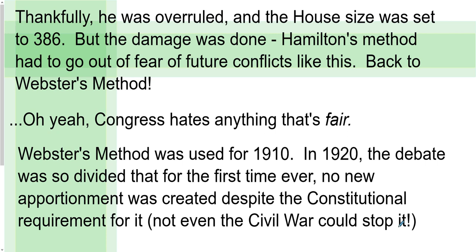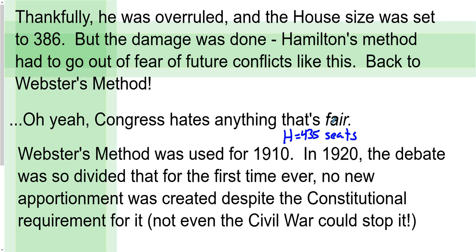But a problem was starting to happen. So at this point, 1910 happens, the apportionment, which was set in 1911, the house size is set at 435. And if you recognize that number, 435 seats, that's the current number of seats that are in the House now. So in 1920, the debate was extremely divided, and for several reasons.